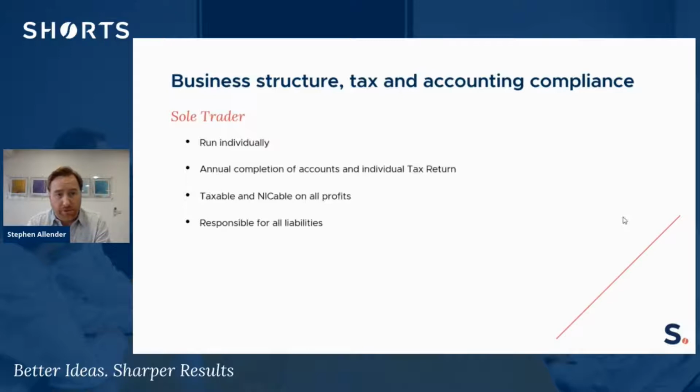The other alternative is to run the business as a sole trader. So that's somebody who runs a business individually. They would complete an annual set of accounts showing the profit or loss of that business and declare that on their individual tax return. Any profits are subject to income tax and national insurance through the self-assessment tax return. That individual, unlike a company, is responsible for all liabilities of the business. There's no limited liability status with a sole trader.